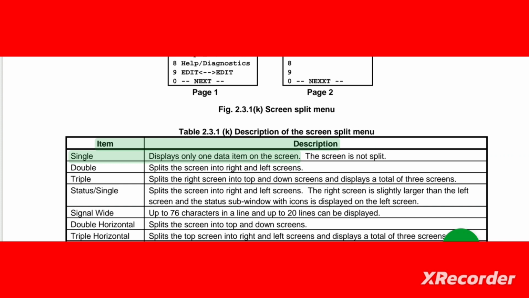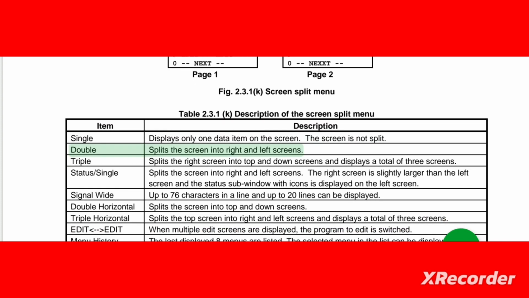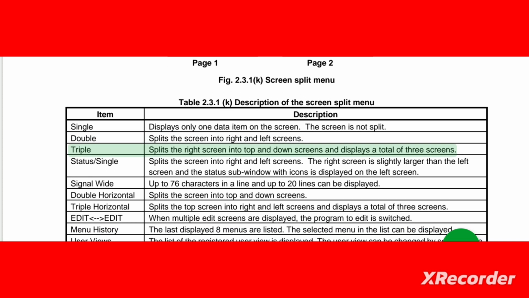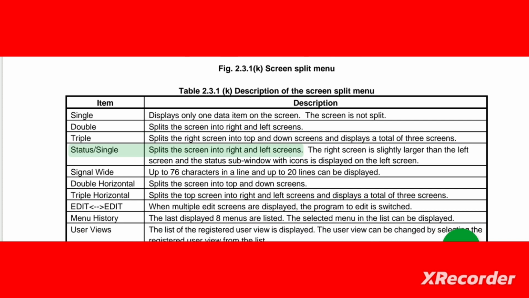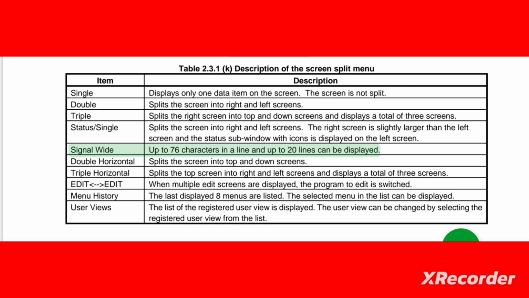Table 2.3.1 Description of the screen split menu. Single displays only one data item on the screen. The screen is not split. Double splits the screen into right and left screens. Triple splits the right screen into top and down screens and displays a total of 3 screens. Status/single splits the screen into right and left screens. The right screen is slightly larger than the left screen, and the status sub-window with icons is displayed on the left screen. Signals up to 76 characters wide in a line and up to 20 lines can be displayed.